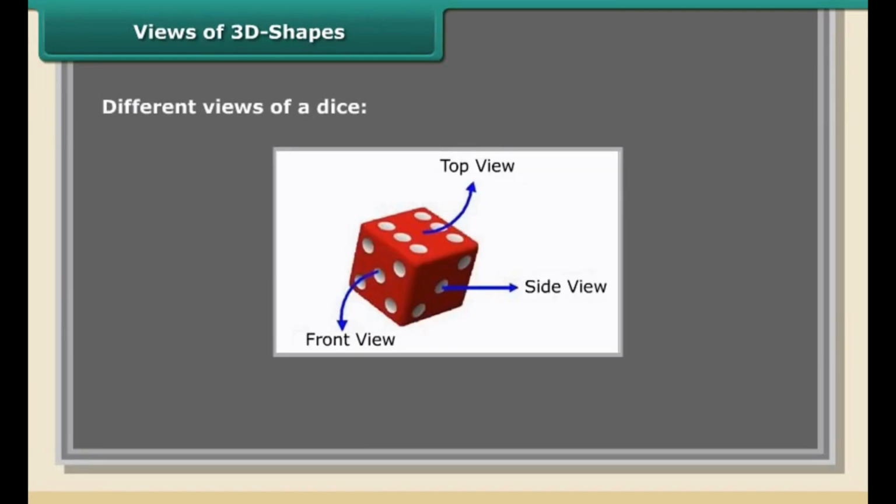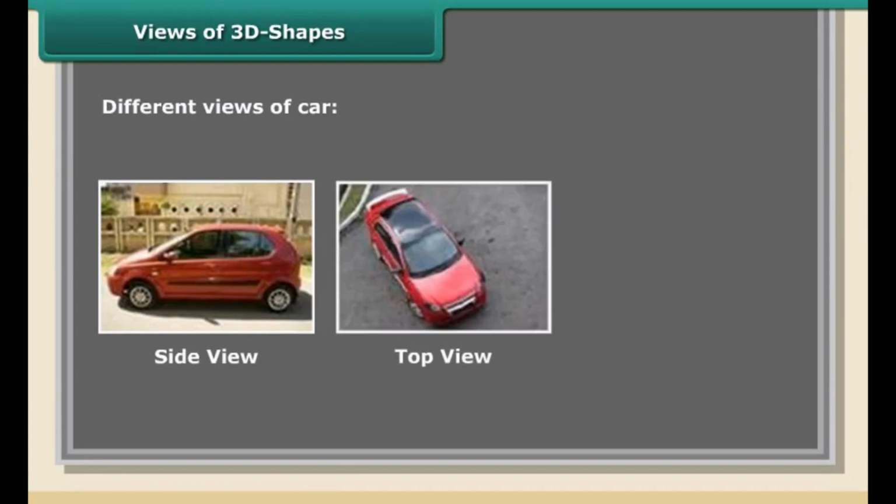The monitor you are looking at has three dimensions. Different views of a dice. Side view, top view, front view. Different views of a car. Side view, top view, front view.